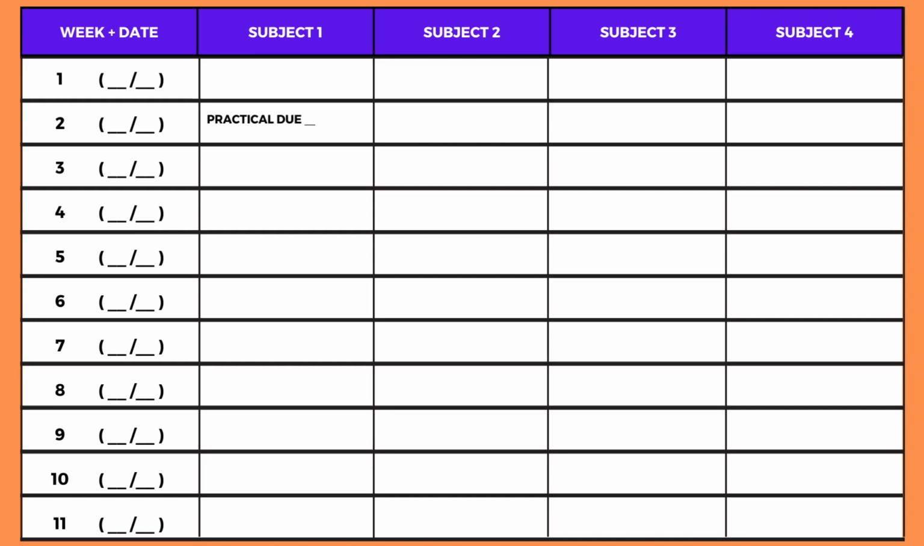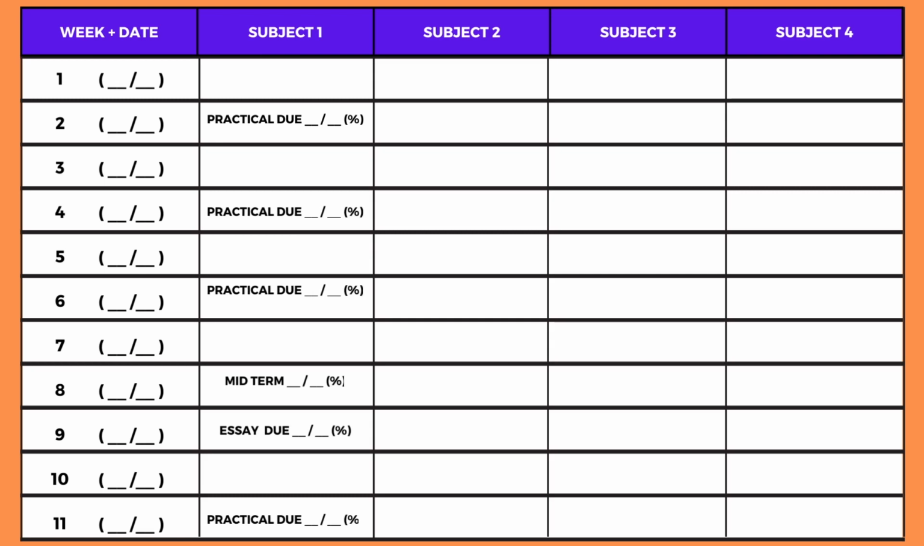I would write the type of assessment, so for example, practical or tutorial, then write due and then the date. And then next to that in brackets, I would write the percentage of marks that it was worth. I do this for all of my assessments, including my midterms and exams as well.